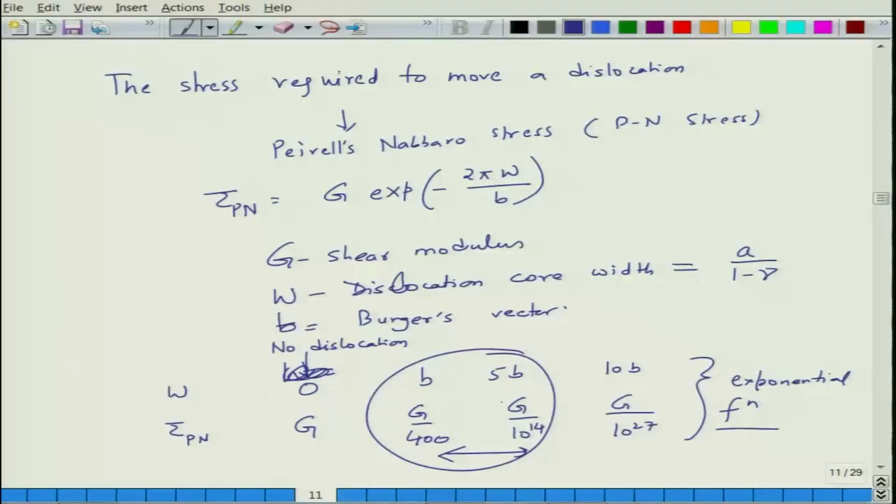So, the W values are generally between B to 3B or 4B, something like that. Generally dislocation cores are very narrow, and as a result, however, that is good enough to cause substantial reduction in the strength, and depending upon the magnitude of W and B, different materials will show different strengths.